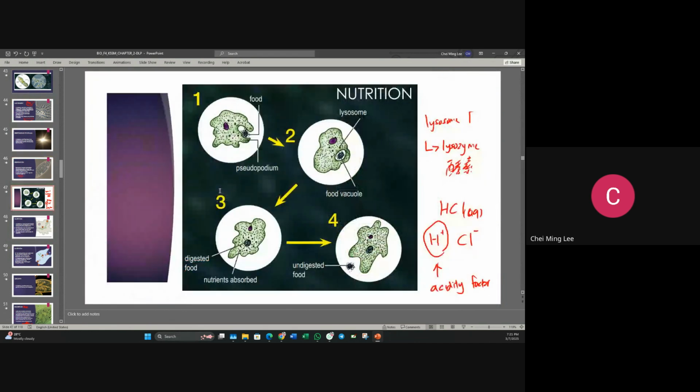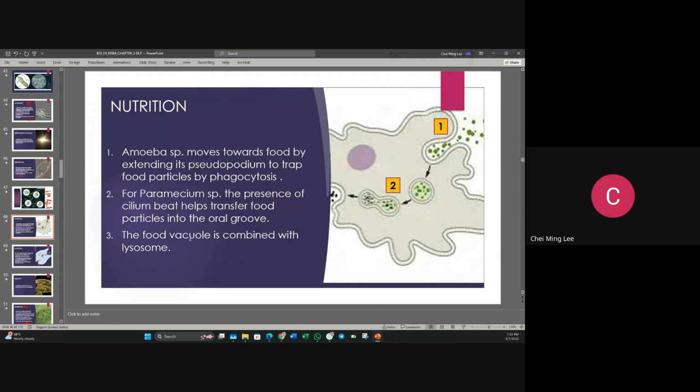Okay. So the food vacuole will then combine with lysosome. Like I said, the lysosome will release the enzyme like that. So it means that from one, it will become like this, creating a food vacuole, then combine with lysosome. The lysosome will release enzymes into the food vacuole and then digest the food. Okay, jot this down first.